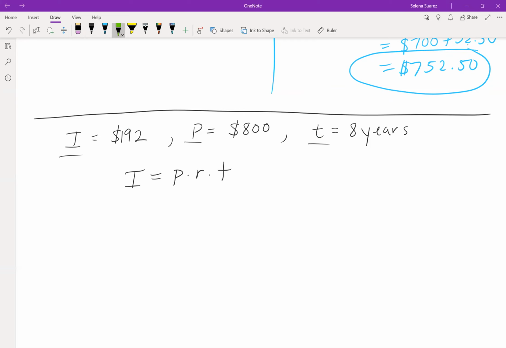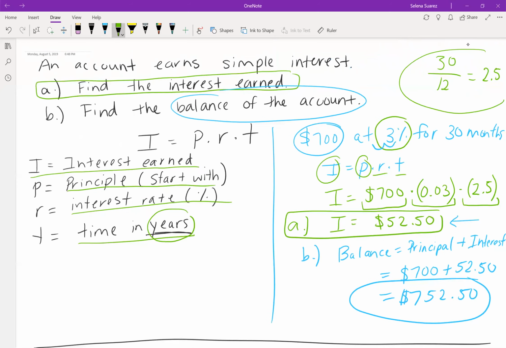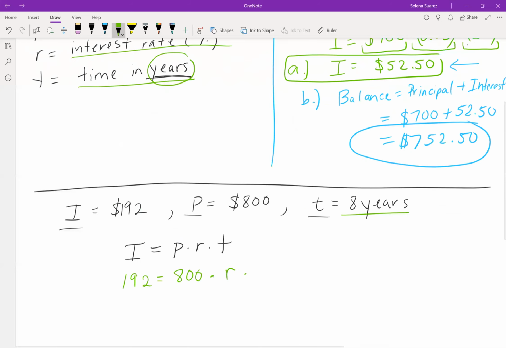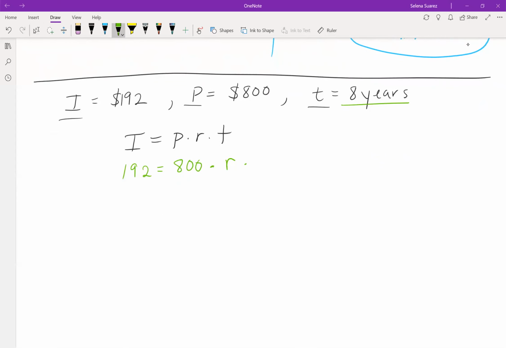So we're going to plug these numbers into the equation. We're going to have the interest, which is 192, equals the principal, which is 800. Now, R, we don't know what the rate is. We know it's going to be in percent form, but we don't know what it is yet. So we're going to put the variable R times T. Remember that I told you T has to be in years. In this case, they already told you 8 years, so you don't have to divide by 12 like I did for the first example. I'm just going to plug in 8.